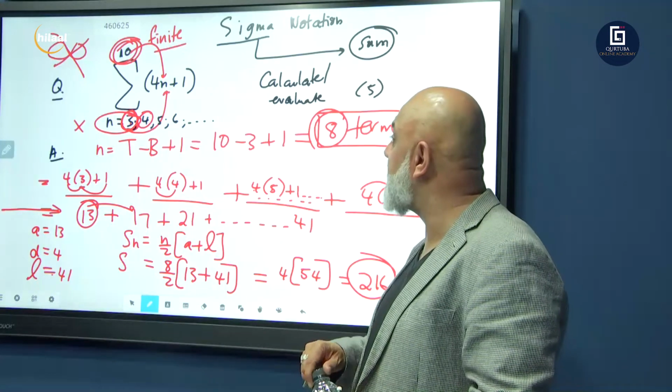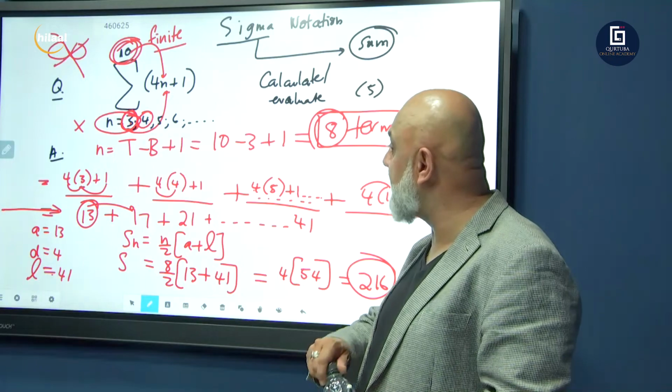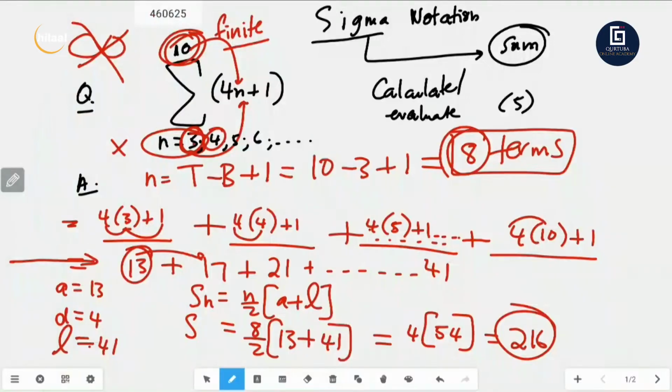So please remember these steps, guys. Let me highlight the steps again for you.